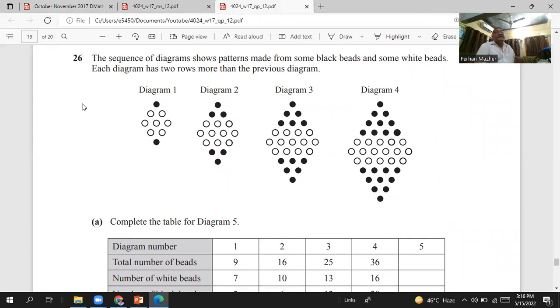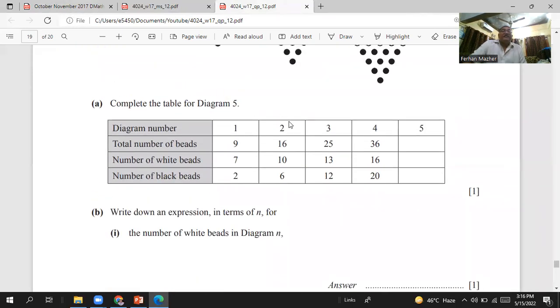Question number 26. The sequence of diagrams shows a pattern made from some black beads and some white beads, and each diagram has 2 rows more than the previous diagram. We have to complete the table for diagrams 1, 2, 3, 4, 5. The total number of beads is 9, then 16. So this is 3 square, 4 square, 5 square, 6 square. So this will be 7 square.